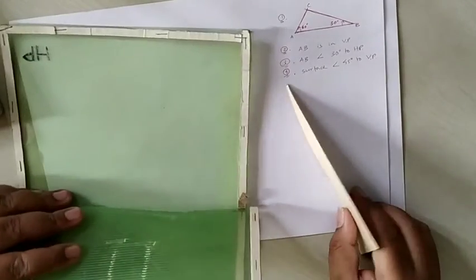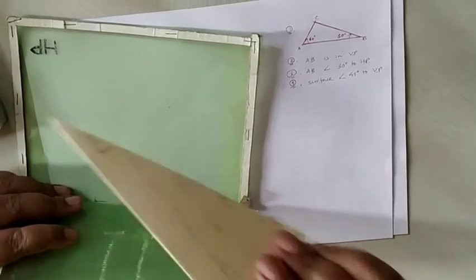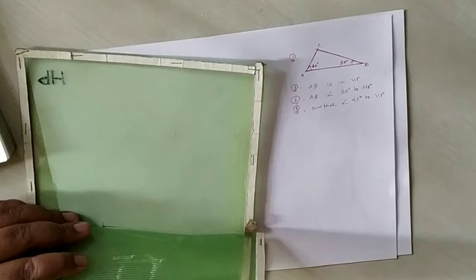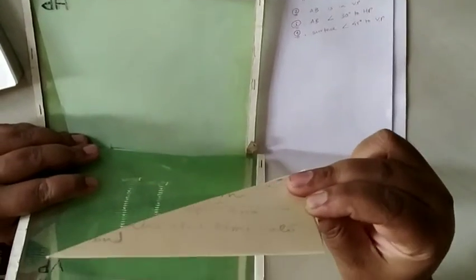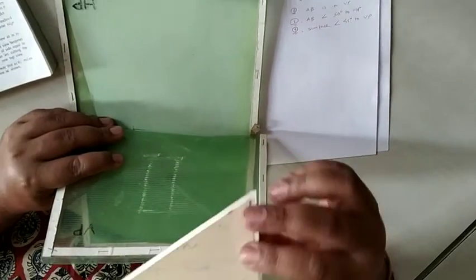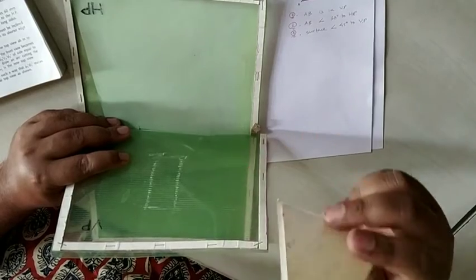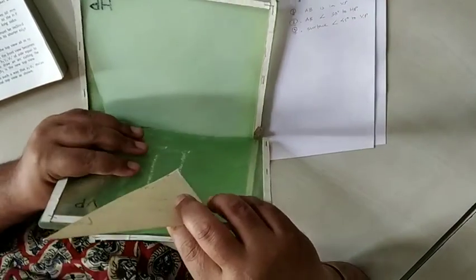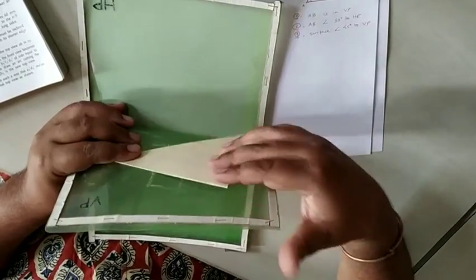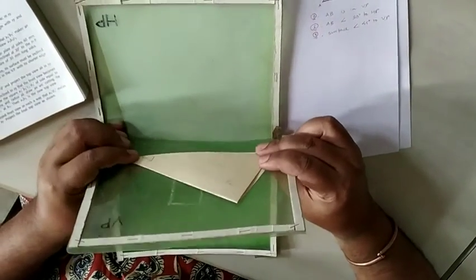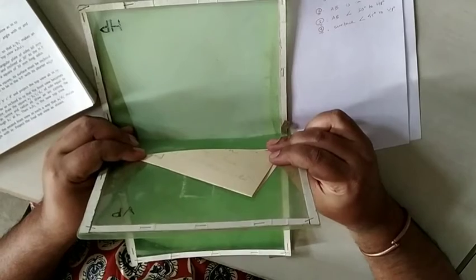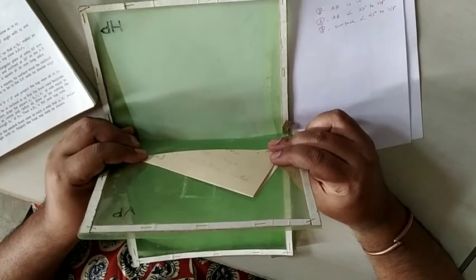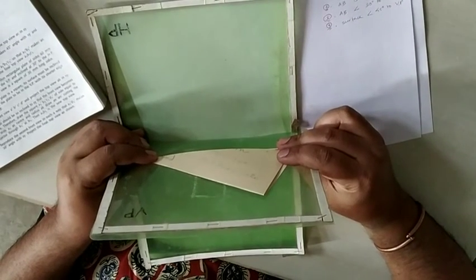So in this question it is said, if you carefully see, and if this is the HP and this is the VP, there is this set square, 30-60 set square, something like this, and it is said longest side, this AB, is in the VP. So if we consider initial position, we can consider that the whole triangle is in VP. Whole triangle is in VP. That the whole set square is in VP.